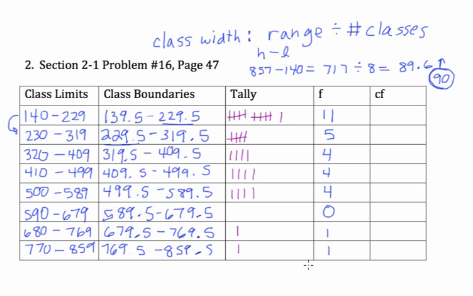Next, I'll figure the cumulative frequency, which is just a running total. So I take 11 plus 5, 16 plus 4, 20 plus 4, and so on. Notice this one will be 28 because I added 0.